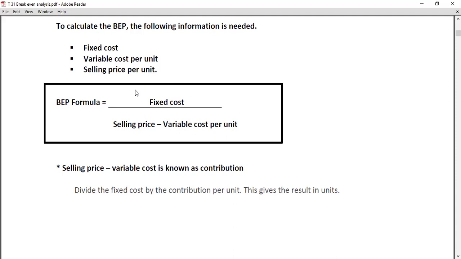So don't mess up the formula. Some people do some manipulation and make wrong calculations. Always, break-even is fixed cost over selling price minus variable cost per unit. Selling price minus variable cost per unit is sometimes known as the contribution. So in some books you can see the formula as fixed cost over contribution, where contribution is SP minus VC, selling price minus variable cost. It always gives the result in units. So that's the formula for break-even.